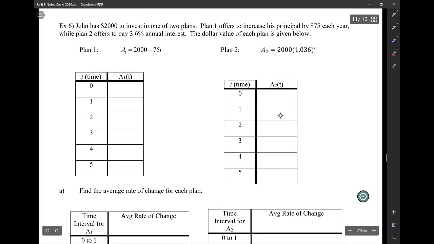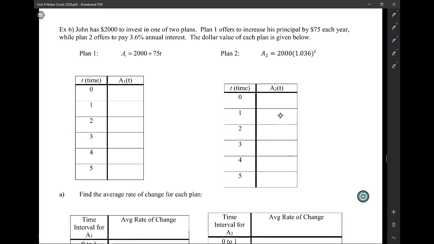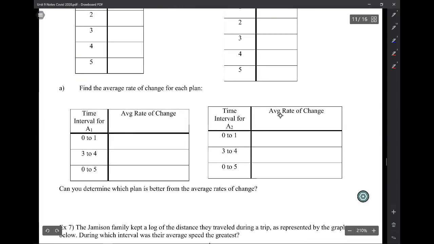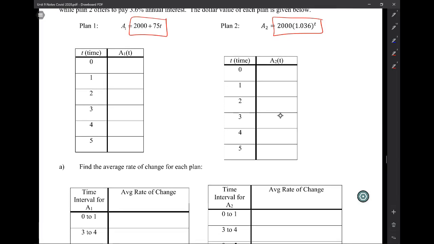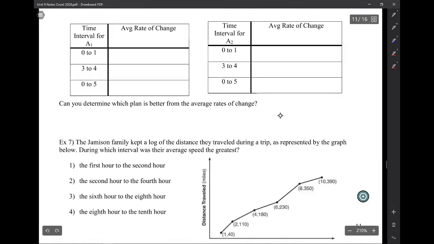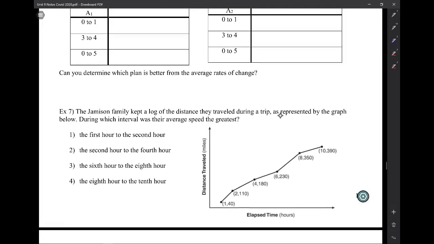Number 6, this is again where we're comparing these two different equations to each other. And you know what? I think I'm going to skip this number 6 as well. You would just put this in your y equals screen, fill out your table. Put this in your y equals screen, fill out your table. And then you would just find the average rates of change over the given intervals. So if you want to practice that one, actually it's a really good example to practice when you compare your average rates of change over different intervals. So that'd be a really good one for you guys to practice on your own.